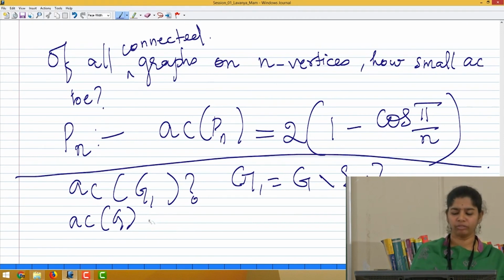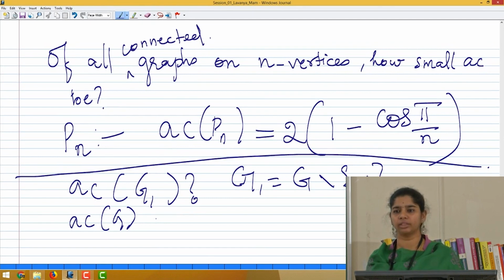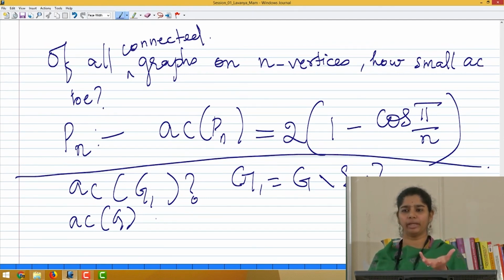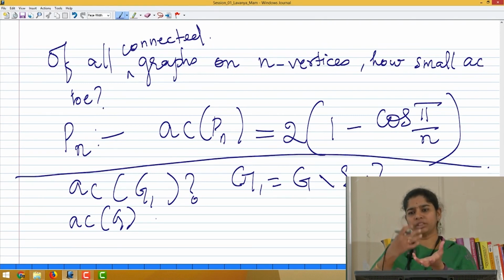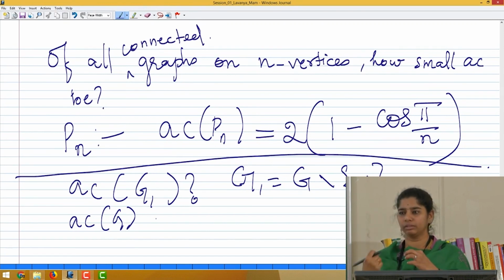Because I know AC of G, right. Given G, I am trying to say I will remove one vertex out of it. If I remove that one vertex, what is happening to my network? How much is my algebraic connectivity affected by the removal of this particular node? This will give you the impact of the behavior of this node in the network, right.